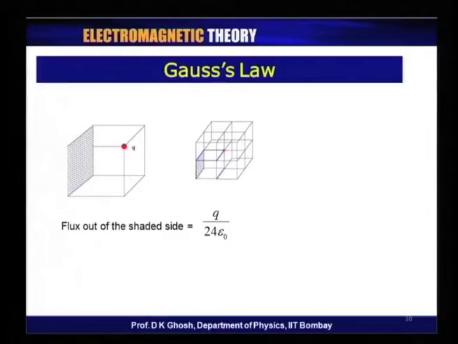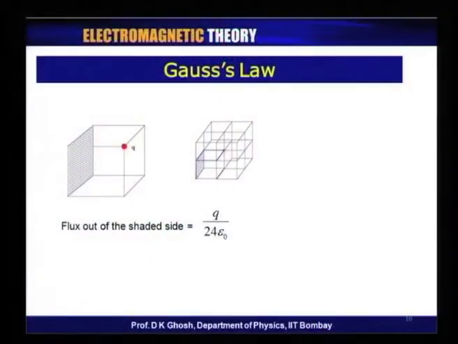Now, as we have just now seen, if a charge is at the center of a cube, the flux going through any one of the faces is q by 6 epsilon 0. This expression did not depend upon the size of the side, the length of the side. So, whether it is A or it is 2A, if the charge is at the center of a cube, the flux through any face is q by 6 epsilon 0.